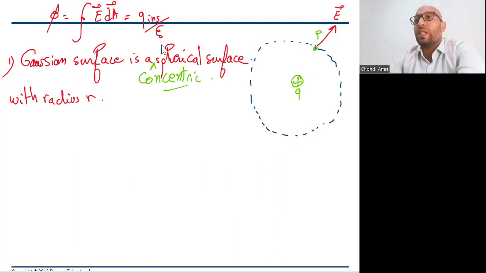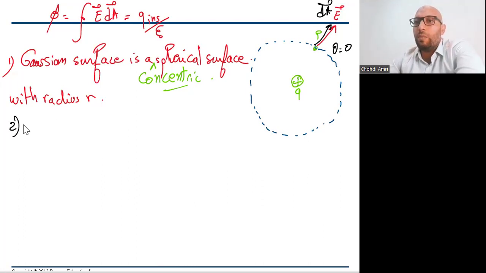Okay, now what must we draw? We must draw the vector dA, the vector area. The vector area dA is perpendicular to the Gaussian surface, so it will be perpendicular to the Gaussian surface like that, dA. Now, what is the angle between dA and the vector E? Theta is 0. Very good.